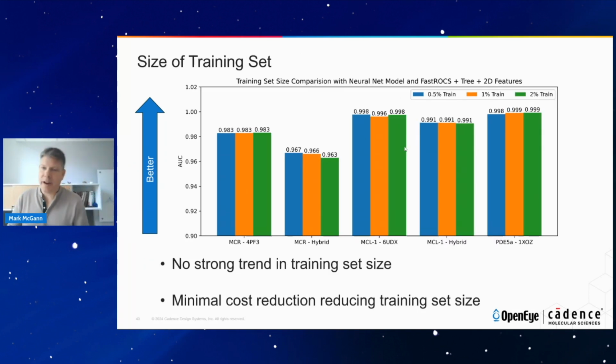We also tried varying the size of the training data. So we tried halving it from 1% to 0.5%, and we tried doubling it to 2%. And there's really no systematic benefit here. In fact, in one system, increasing the size of the training data actually made it slightly worse. But I think this is well within the noise of just some random variation here.